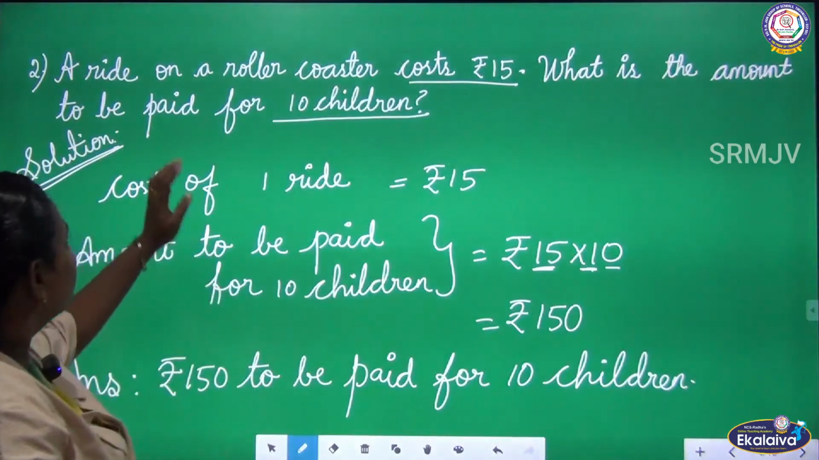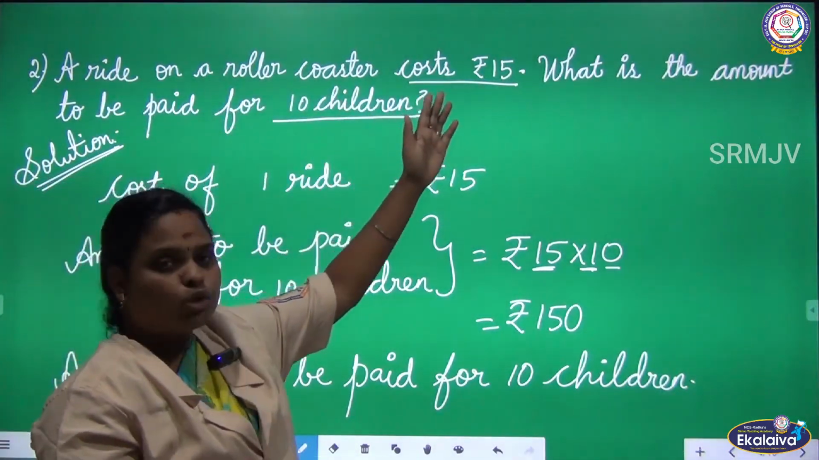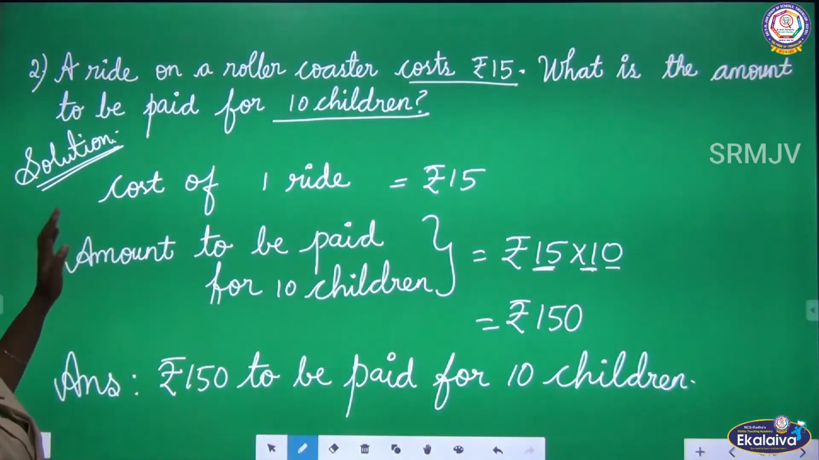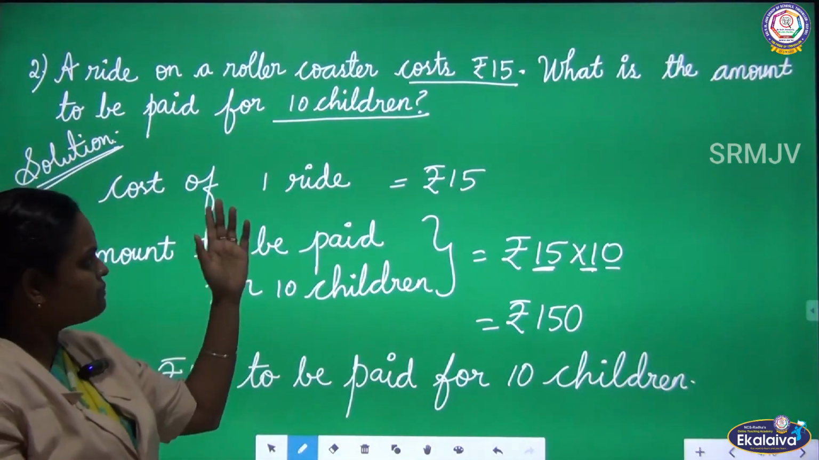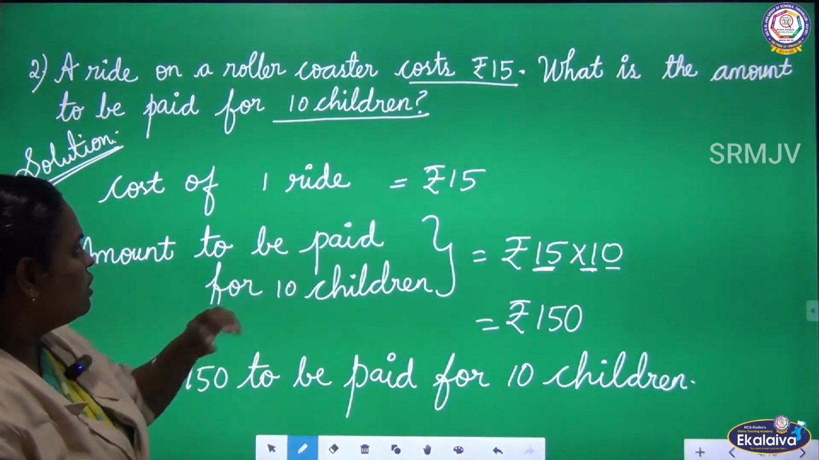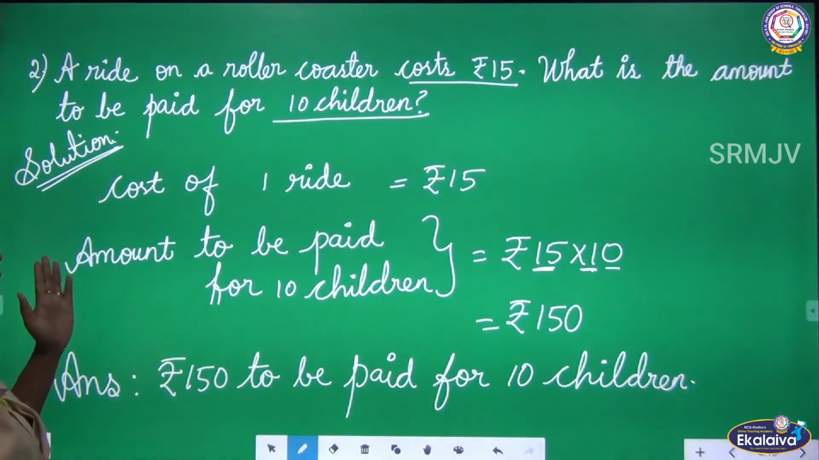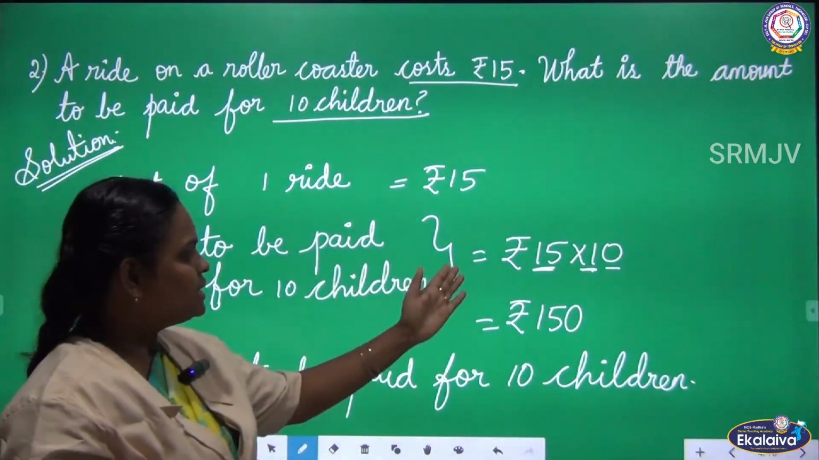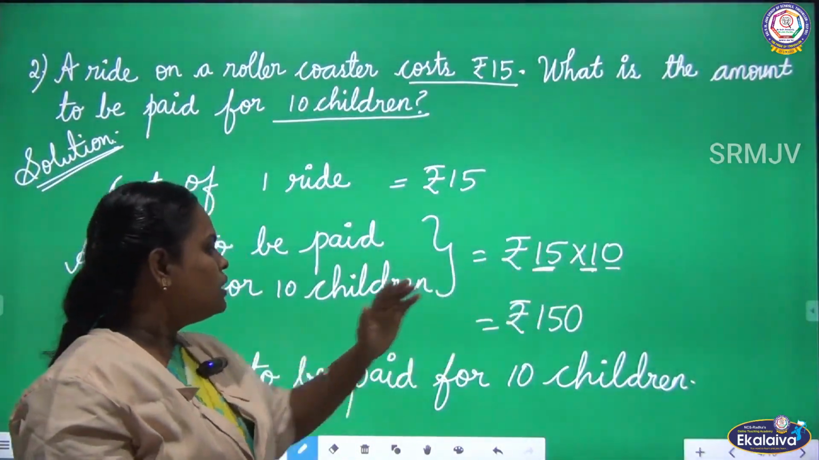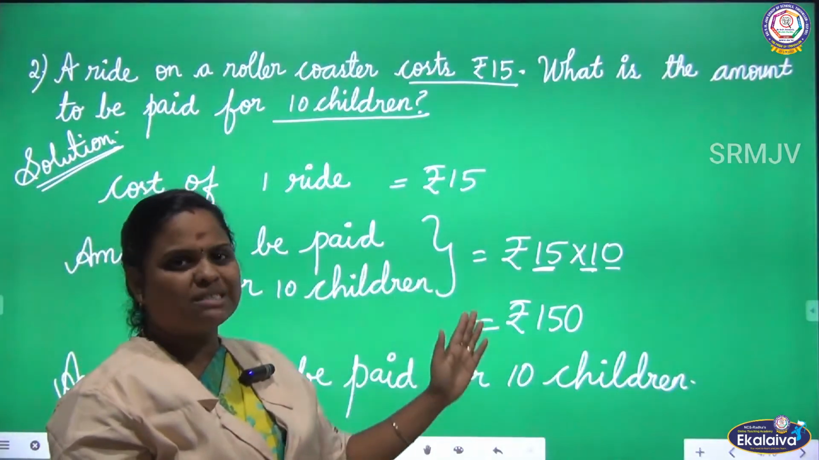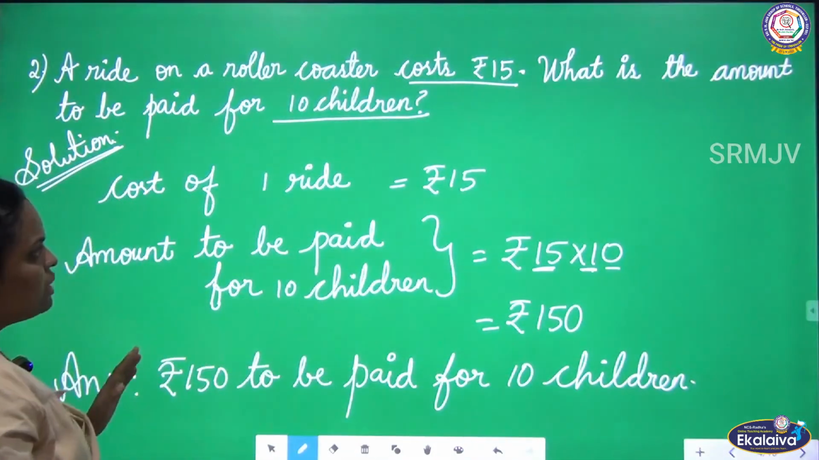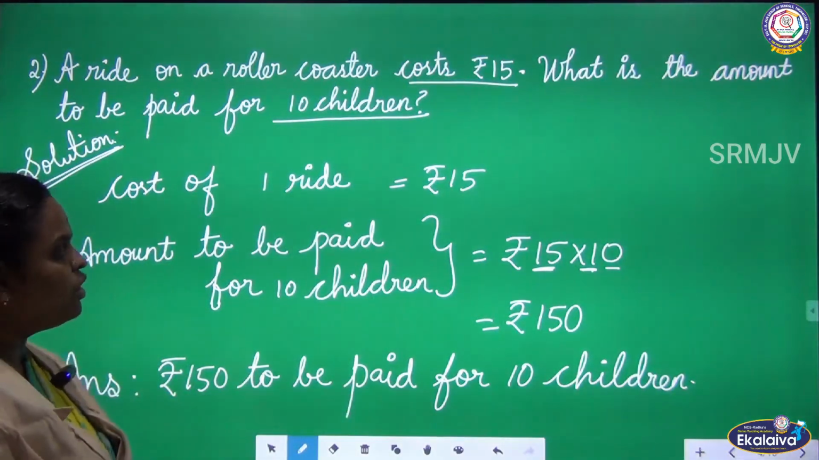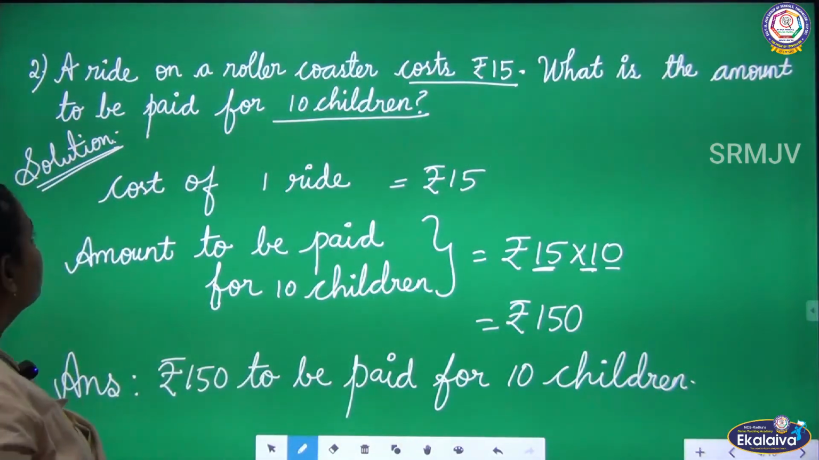So listen children, a ride on a roller coaster costs rupees 15. What is the amount to be paid for 10 children? So first you write the cost of one ride, that is for one child, rupees 15. Next, the amount to be paid for 10 children equals rupees 15 into 10. So 15 into 10, if you multiply, rupees 150. So how much money is to be paid for the 10 children? Rupees 150 to be paid for 10 children.